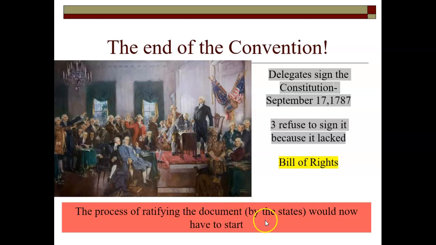Those states would hold conventions, and in each one they would vote to either accept it or reject it. And in your reading you read, this is going to be different than the Articles. Once 9 of the 13 states agree to it, it becomes the new Constitution of the United States of America.